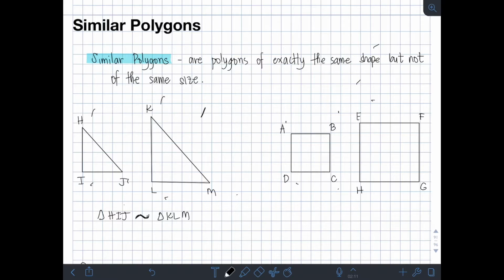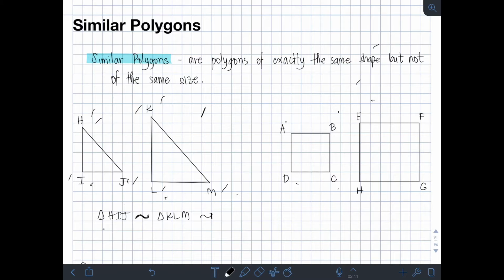So take note, dapat yung corresponding vertices or angles nila is in the proper order sa pagpapangalan ng similar triangle. So for example, yung vertex H is nagko-correspond sa vertex K, vertex I is nagko-correspond sa vertex L, and then vertex J is nagko-correspond to vertex M. So that's why triangle HIJ is similar to triangle KLM. So ito yung proper naming ng similar triangles. So just like sa congruent triangles, right? Dapat nating pangalanan yung congruent triangles with respect to corresponding vertices nila.